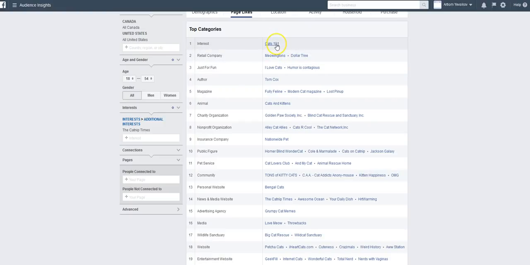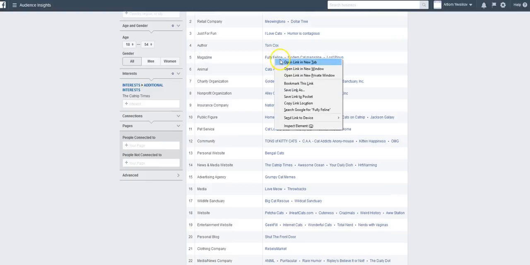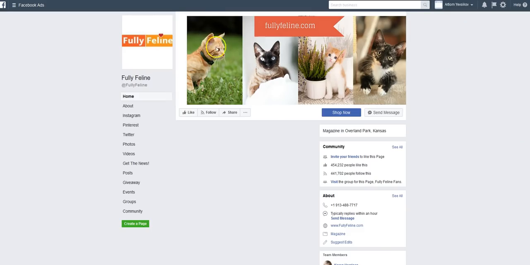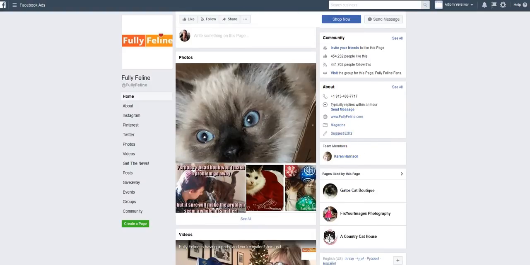So, moving on. Interest, Cats 101, I don't like this interest. So we want to go for the magazines. Okay, magazine. Fully Feline, Modern Cat Magazine, Lost Pinup. Fully Feline. What is this? Magazines are good. Let me tell you why.